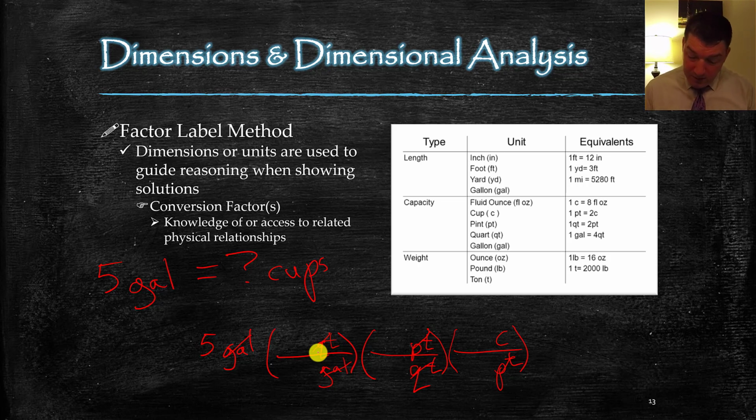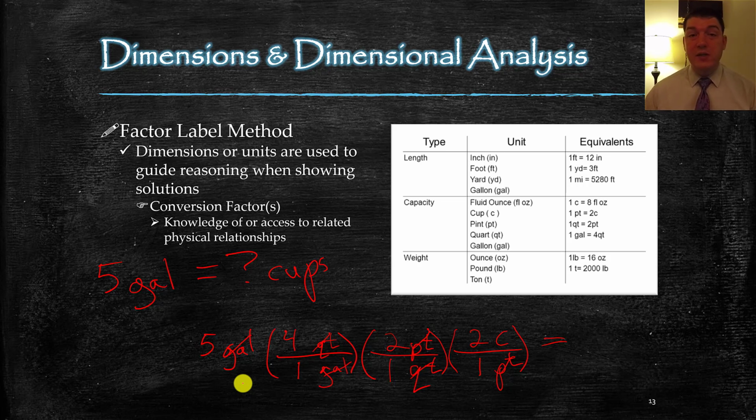The first relationship, gallons to quarts, 1 gallon, so I put 1 next to the gallon, is 4 quarts, so I put 4 next to the quarts. Quarts to pints, we see 1 quart is 2 pints, and pints to cups, we see 1 pint is 2 cups. This is a nice, easy conversion because all the denominators are 1. When you multiply 1 by 1 by 1, you get back 1. Anything divided by 1 is just the same number. So all we have to do is really multiply 5 by 4 by 2 by 2.